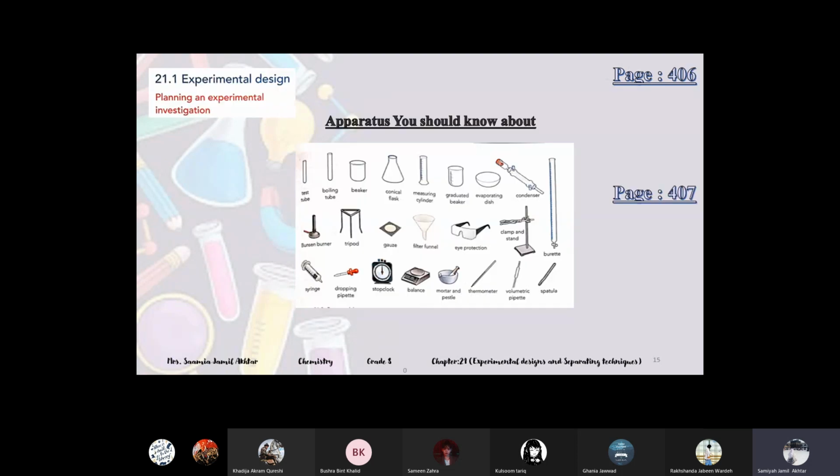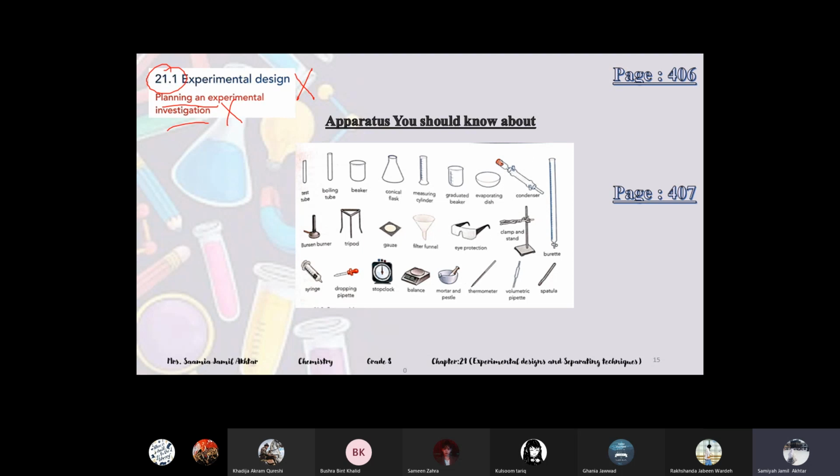First of all, this topic on page 406, first topic, experimental design, is not included. So you can put a small cross. 21.2, this topic is written in the syllabus, but we will not teach it, to any grade, girls wing, boys wing, morning, afternoon, and inshallah questions also will not come from this chapter. No, 21.2 will be studied. I'm only saying this about 21.1.